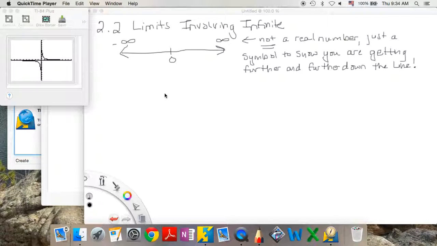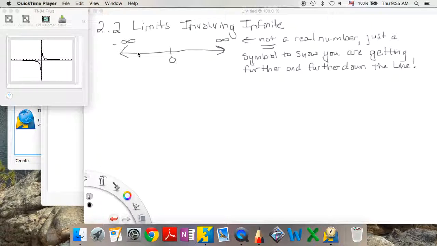2.2 talks about limits involving infinity. So we talked about how limits are looking at characteristics of a function as it gets closer and closer to an x value. Now we're going to talk about what happens when the function is going towards positive or negative infinity when we get to that value. We're also going to talk about what happens if we're looking for limits as x gets closer to positive or negative infinity.